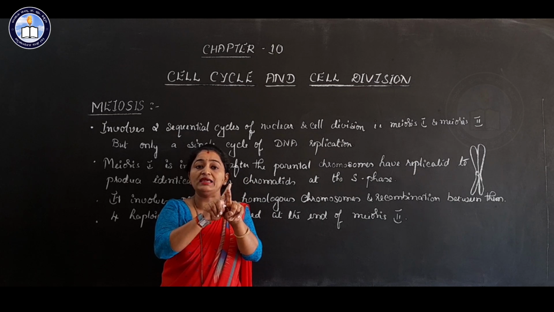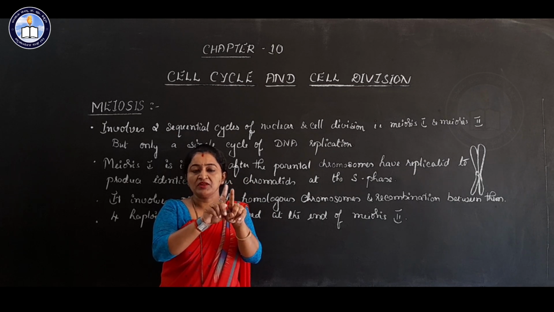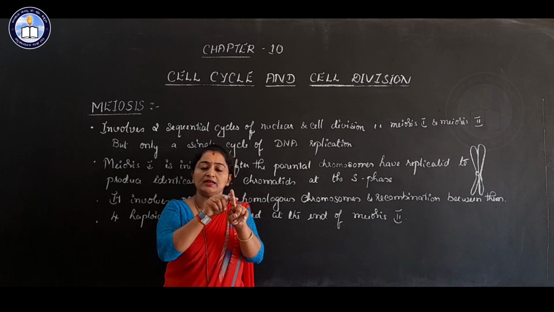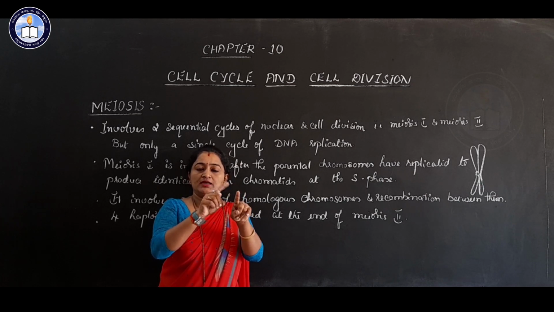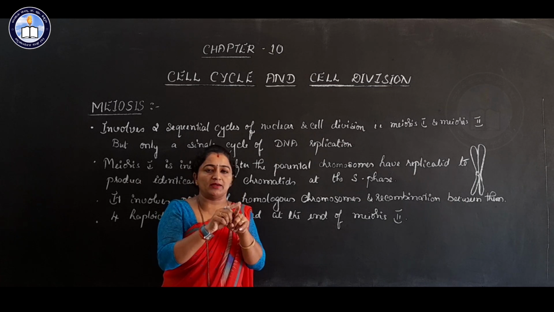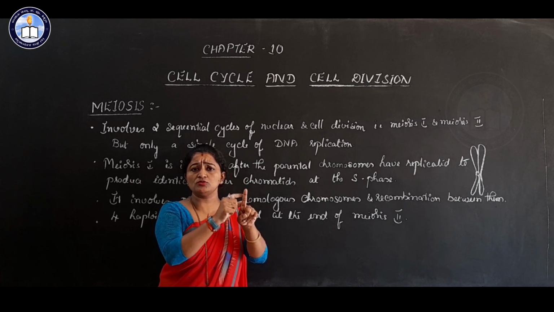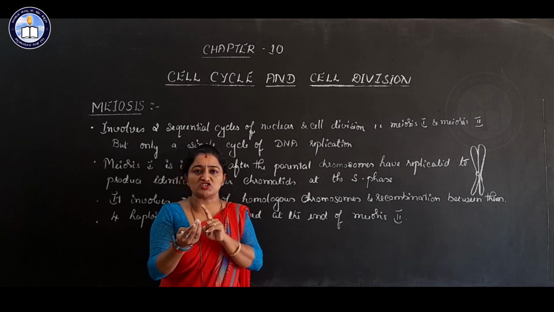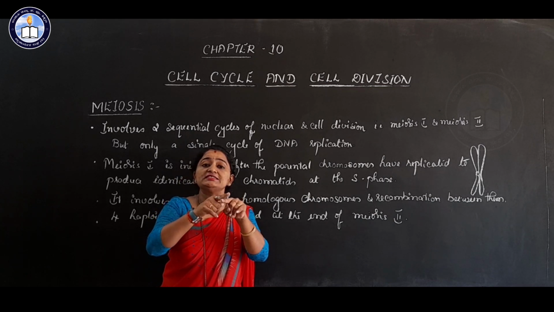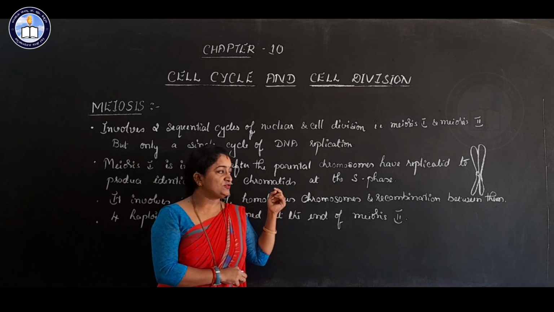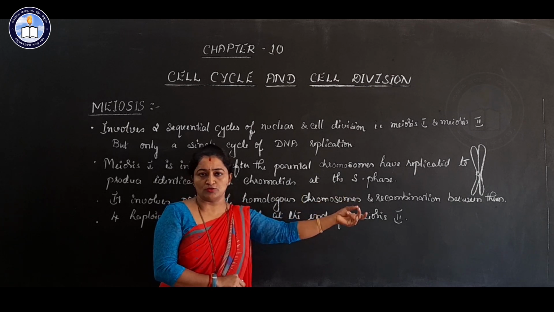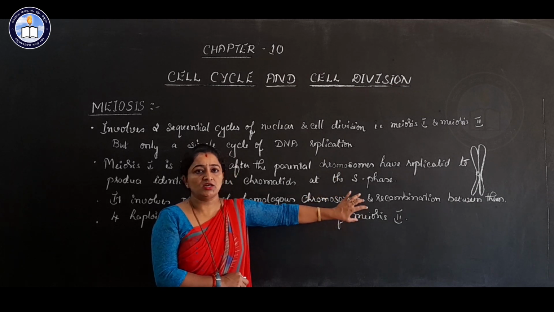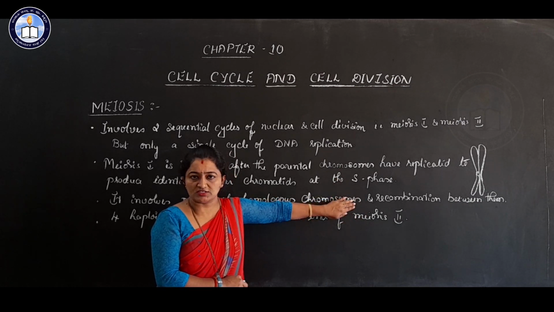In paired chromosomes, gene exchange takes place. Some genes may be dominant here, while their allele may be in a recessive condition, not the dominant. In one chromosome it may be in a dominant nature, in another chromosome it may be in a recessive nature, right? Exchange of genes takes place between those homologous chromosomes. That is called recombination. Recombination is a main feature of meiosis.